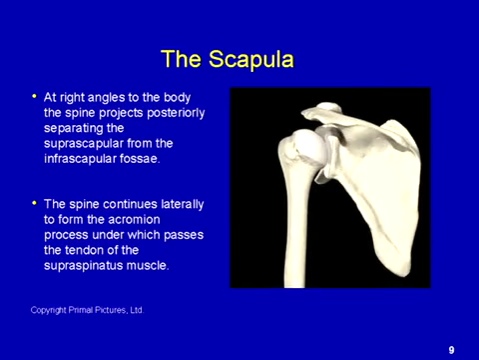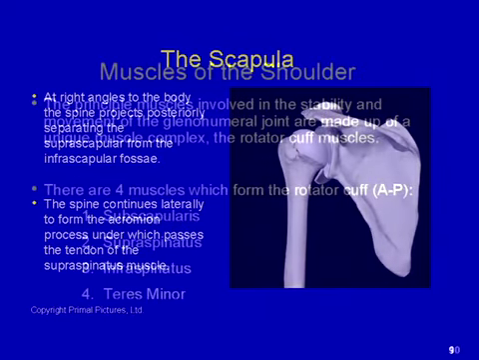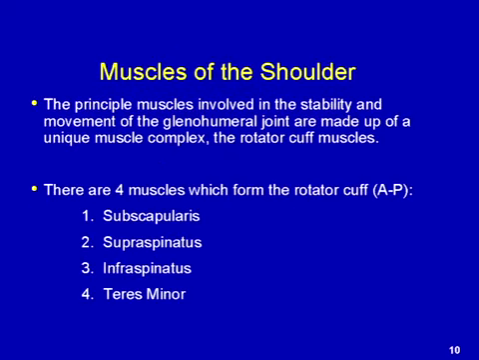Let's look at the scapula in greater detail. At right angles to the body, the spine projects posteriorly, separating the suprascapular fossa from the infrascapular fossa. The spine continues laterally to form the acromion process, under which passes the tendon of the supraspinatus muscle. Let's look at the major muscles of the shoulder.